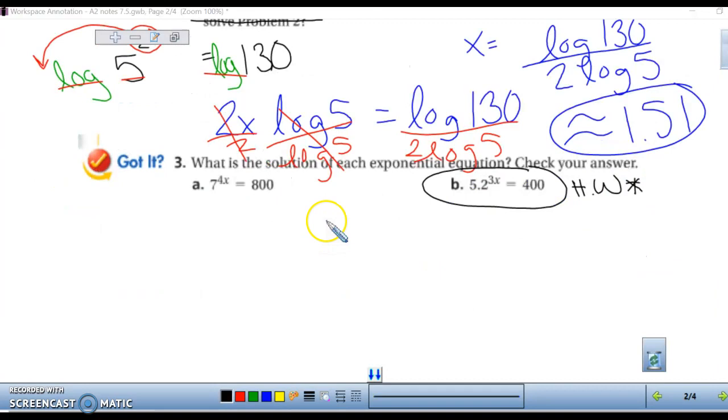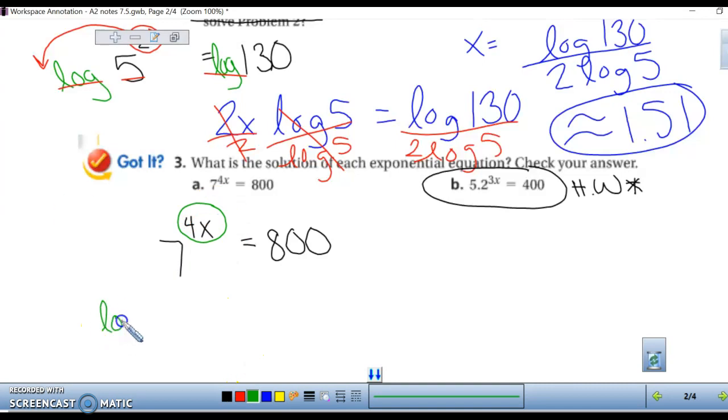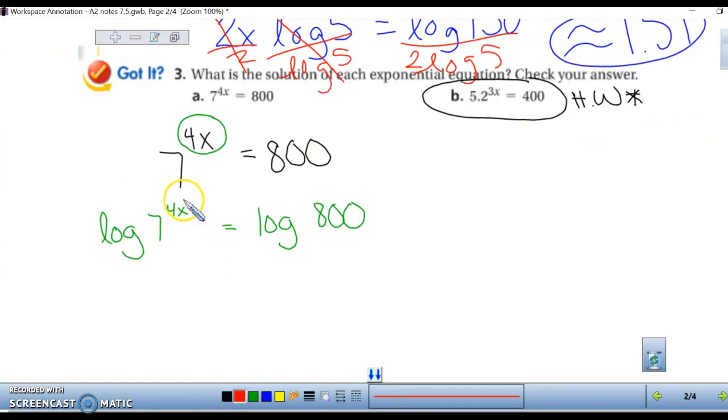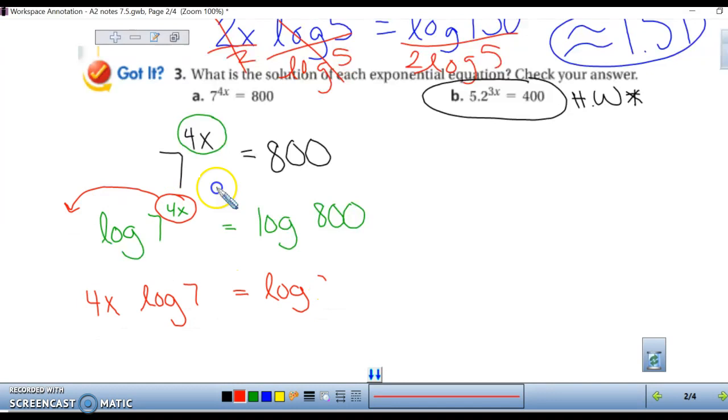So for yet another example, let's do 3a together, and then I want you to do 3b for homework. So we have 7 to the 4x power equals 800 in 3a. Yet again, we have our x in the exponent position. To get it out of there, we're going to log both sides. It doesn't matter what log you take. I'm just going to use log base 10. So log both sides. Whatever you do to one side, you do to the other. Now that exponent's going to drop down in front and become multiplied. So we have 4x times log 7 equals log 800.